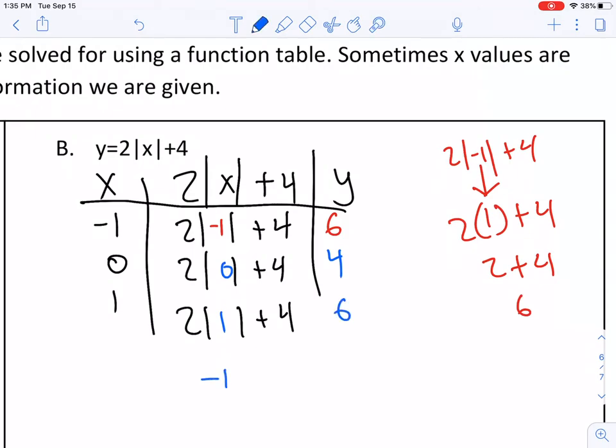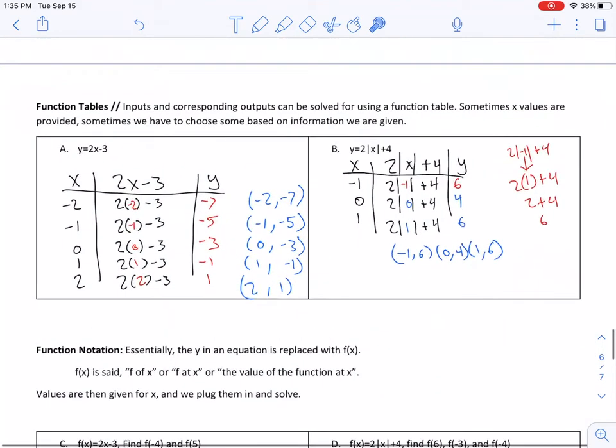So when I plugged in a negative 1, I got out a 6. When I plugged in a 0, I got out a 4. And when I plugged in a 1, I got out a 6. And then this is our domain, all of our x values. Our range are all of our y values.